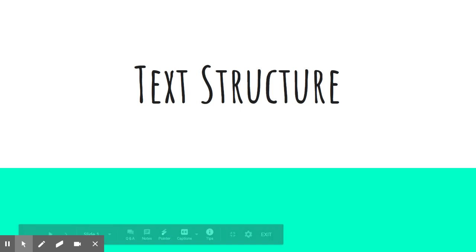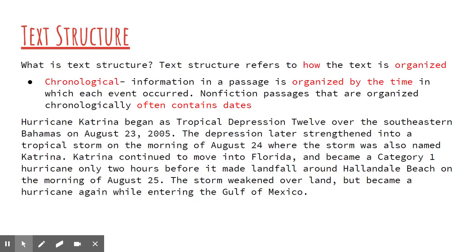Today we're going to talk about our last section in this unit. This one focuses on text structure. So the other day we looked at text features. Text features are the way that the words and the print on the paper look, things like bold print or captions or underlining or maps or graphics. Those are text features. Today we're looking at text structure. Text structure refers to how the text is organized.